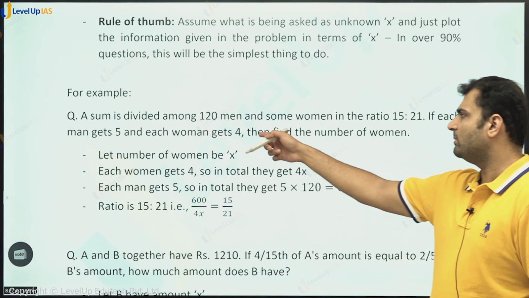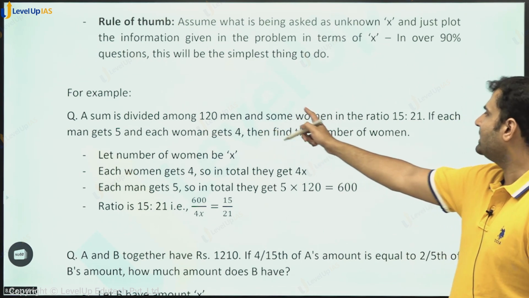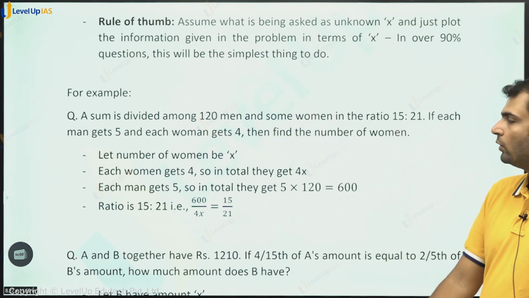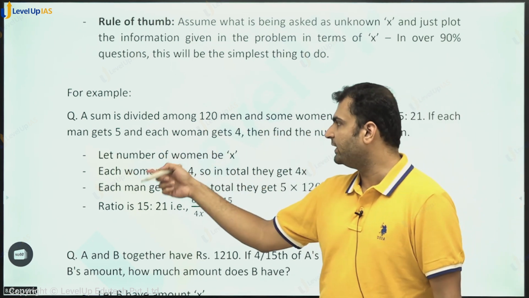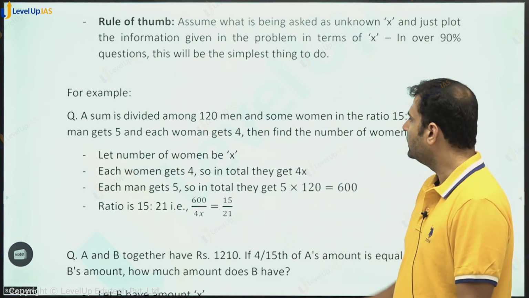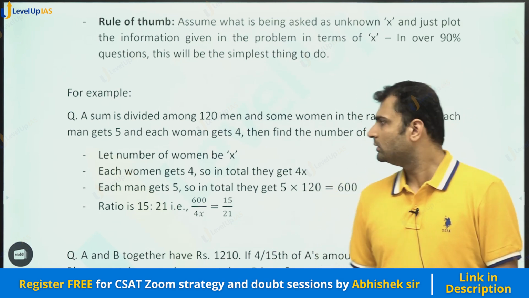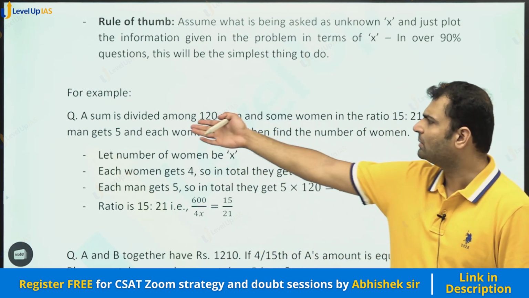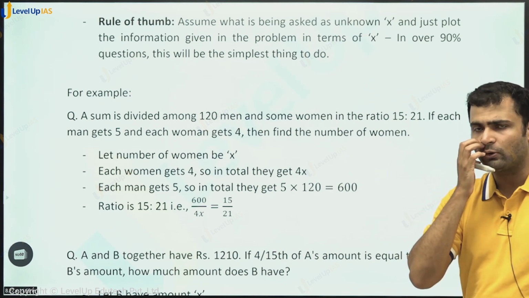A sum is divided among 120 men and some women in this ratio. Fine, okay. If each man gets 5 and each woman gets 4, then find the number of women. Because rupees, each man gets 5, and woman gets 4 rupees, जो भी है.